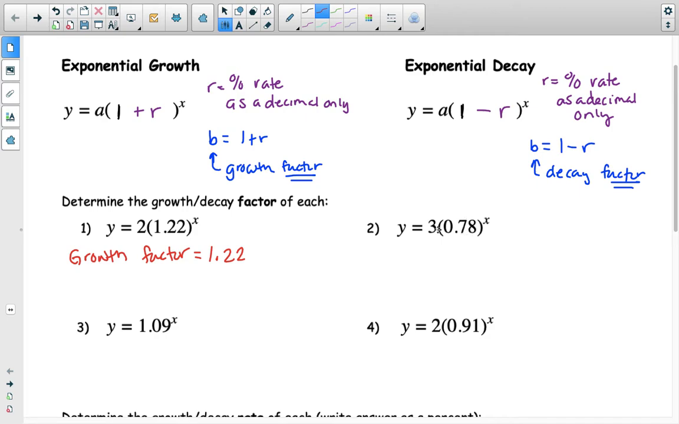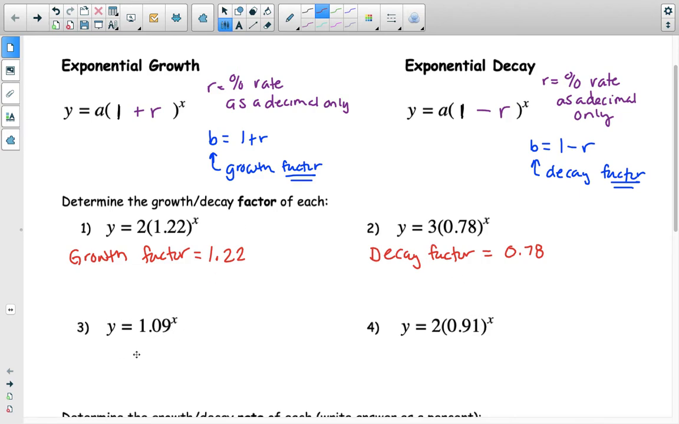Question 2, your B value is smaller than 1, so this is a decay factor. And the factor is the number inside of the parentheses, or what is raised to the exponent. So your decay factor is 78/100, which is exactly what we want.